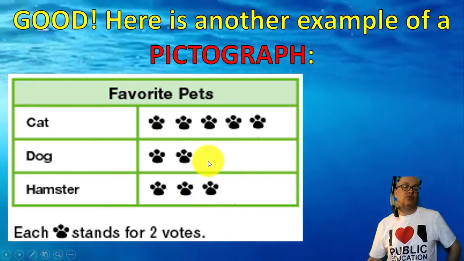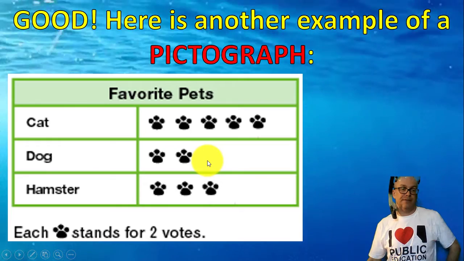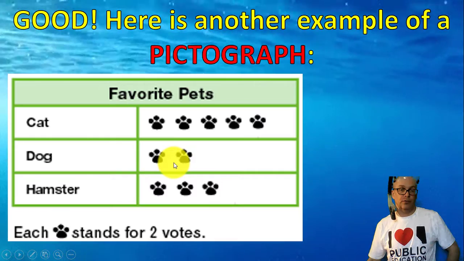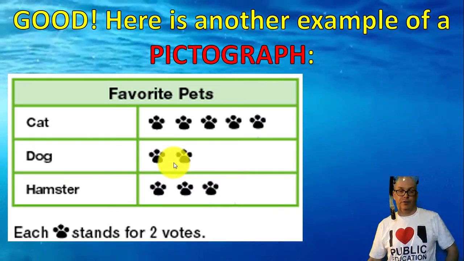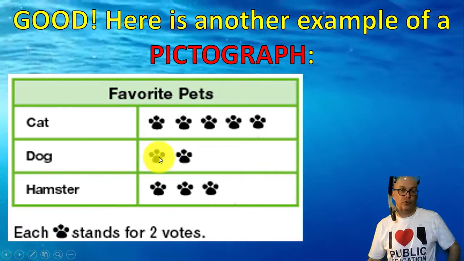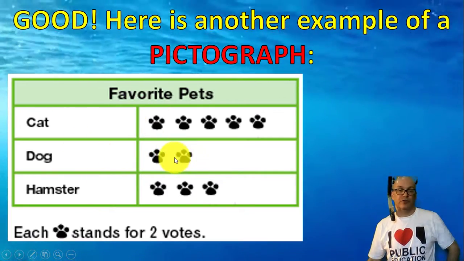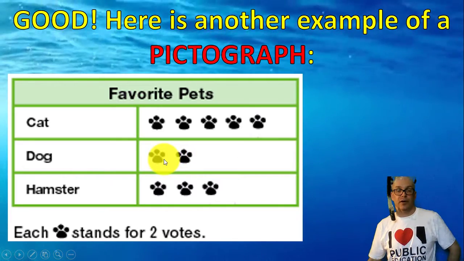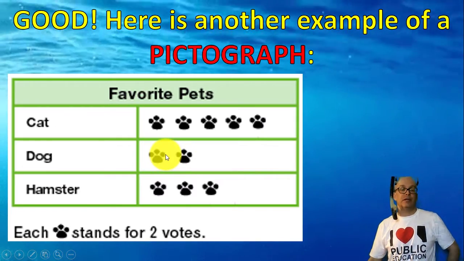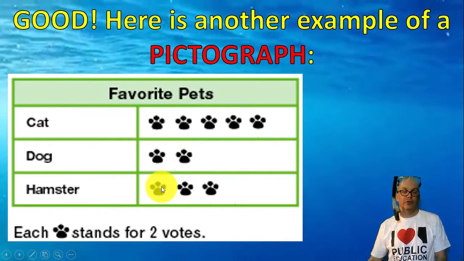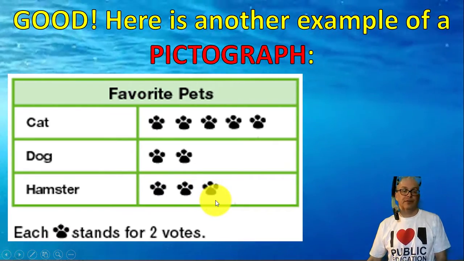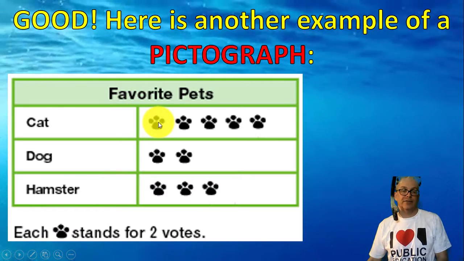So how many people voted for dogs as their favorite pet? 2 people? Well, there's 2 paw prints. 1, 2. No, Mr. Steele. Each paw print means 2 votes, right? So 2 plus 2, or 2 times 2, is 4. There's 4 votes. How many people voted for hamsters? 2 plus 2 plus 2, or 2 times 3? 6 people. How many people voted for cats?